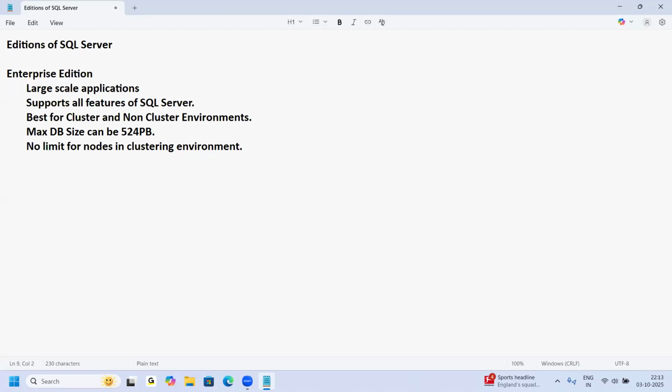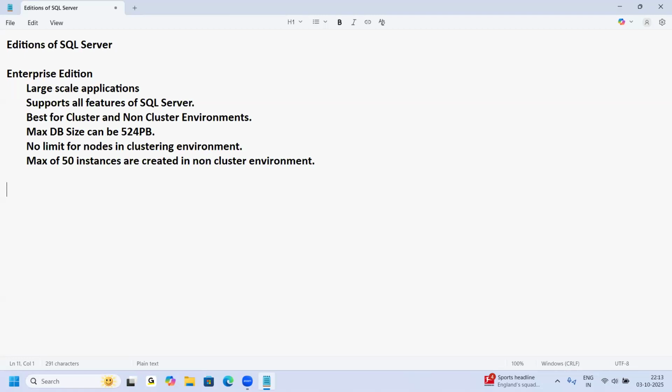And the second part, I would say, no limit for nodes in a clustering environment. And how many instances can you have? That is the same only. A maximum of 50 instances can be created in a non-cluster environment. That is the story of Enterprise Edition.